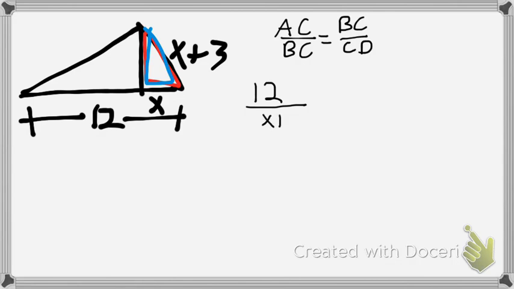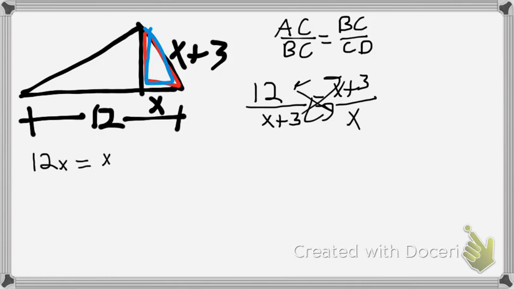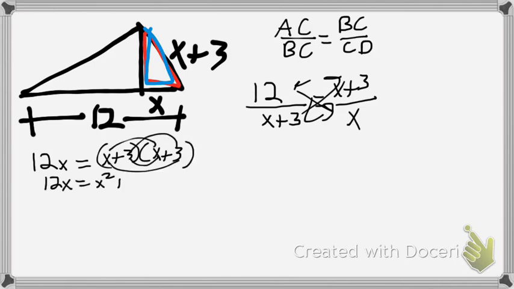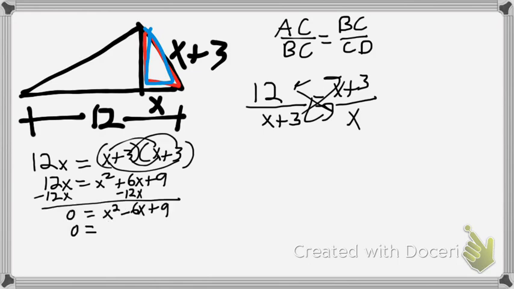So here, that's where we worked, right? So we're going to go 12 over x plus 3 equals x plus 3 over x. So here we have a lot more x's. And notice it says algebra there, so we're going to use some algebra. We're going to cross multiply, and we get 12x equals x plus 3 times x plus 3. You need to FOIL here. So we have 12x equals x squared plus 6x plus 9. Subtract 12x from both sides, and we get 0 equals x squared minus 6x plus 9.